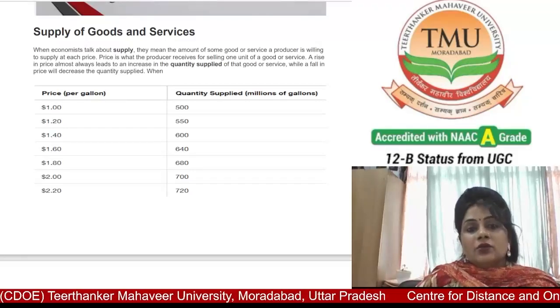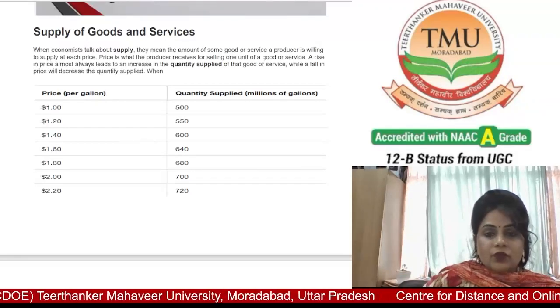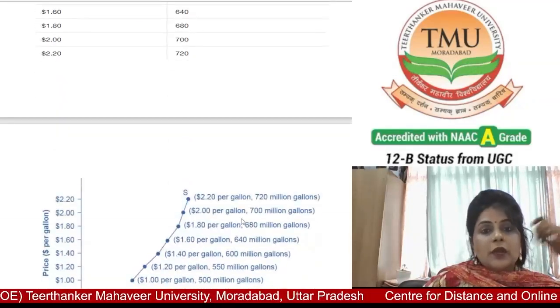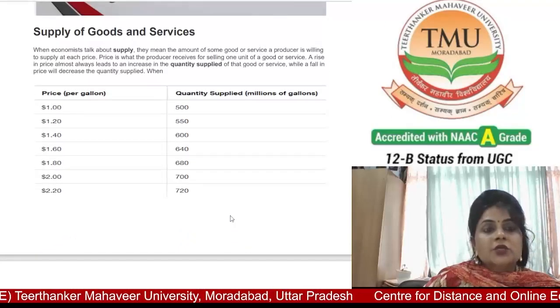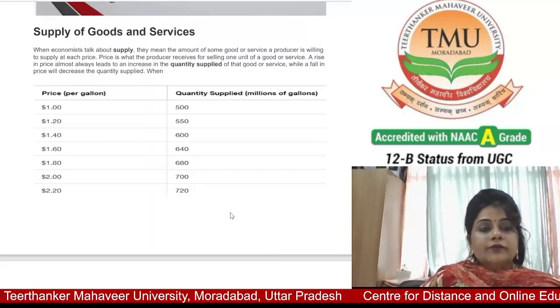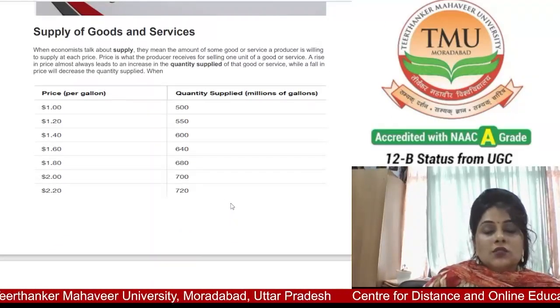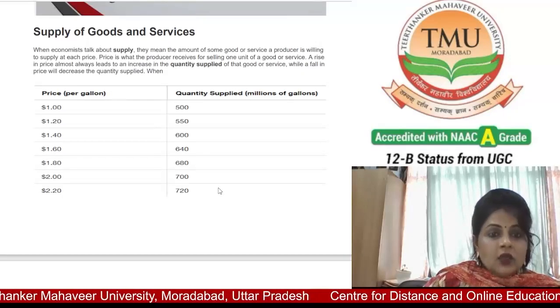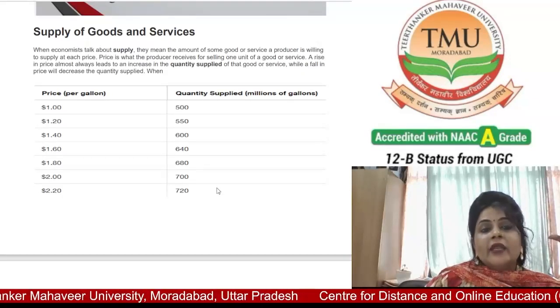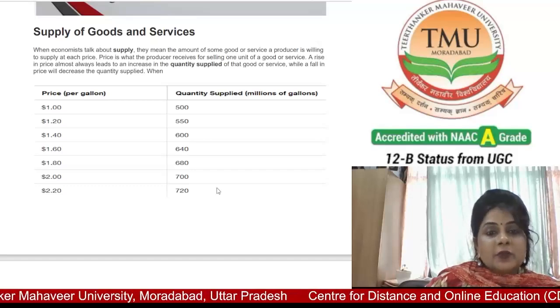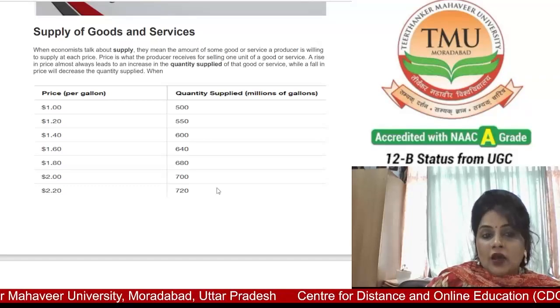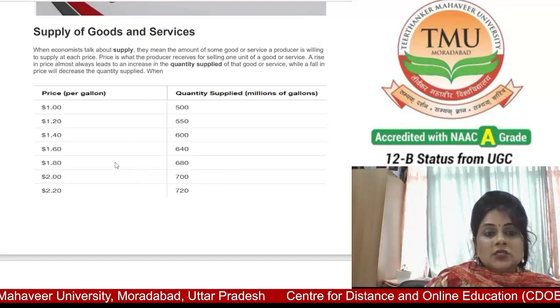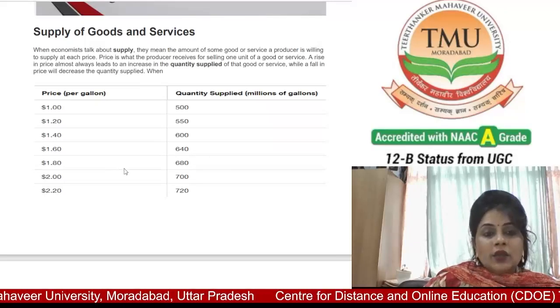And here, we see the supply curve and supply schedule, and the law of supply, again using the market for gasoline. As an example, like demand, we can illustrate supply using a table or graph. A supply schedule is our table.